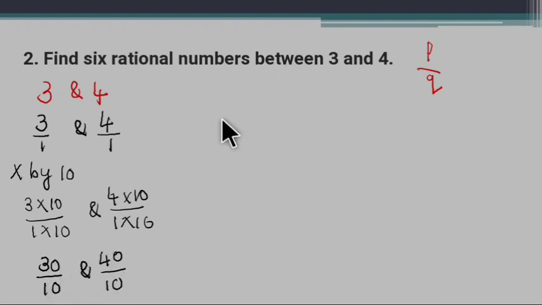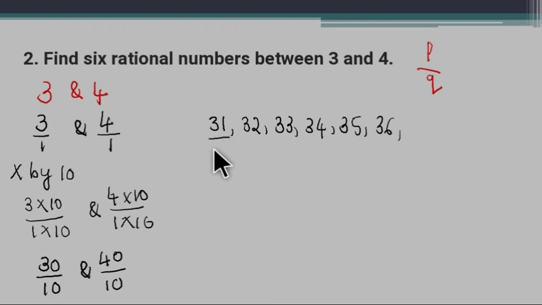Now you have to write the numbers that come between 30 and 40. What are the numbers that come between 30 and 40? 31, 32, 33, 34, 35, 36. In the same way you can write till 39, but here they asked only 6, so I am writing only 6 numbers here. After this, which denominator is here? The denominator is 10, so you have to divide all these numbers by 10. So these are the rational numbers that exist between 3 and 4.